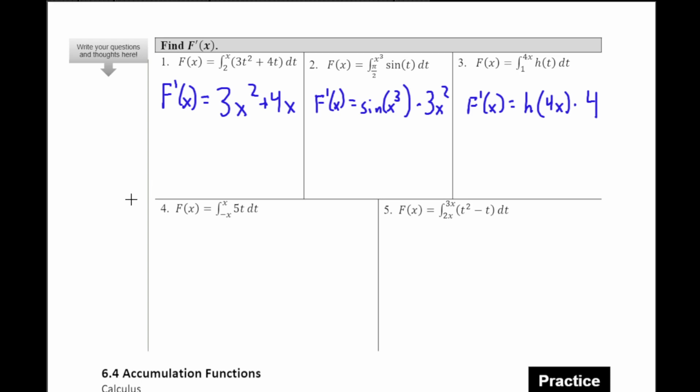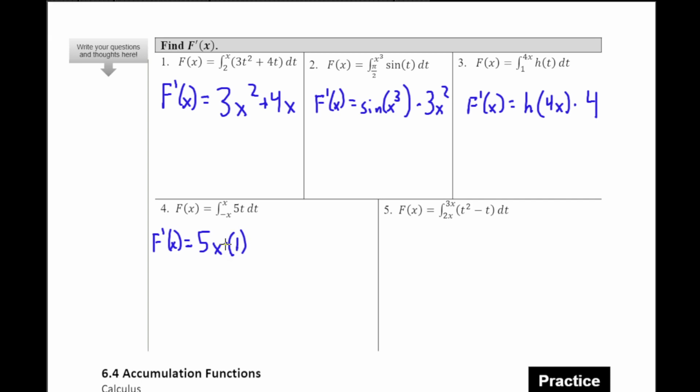Question 4 right here. This is the integral from negative x to x. So you have a function on the bottom and a function on the top bound of the integral. So F prime of x is equal to 5, well, you can put the x for the t, so it's 5x. And you could technically use the chain rule too, because the derivative of x is just 1. So you can multiply that by a 1.